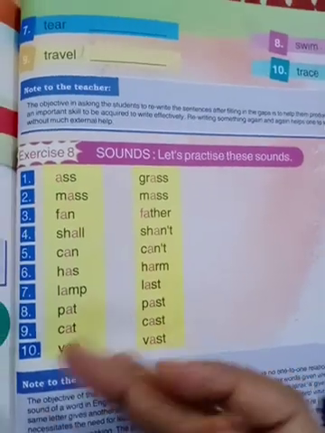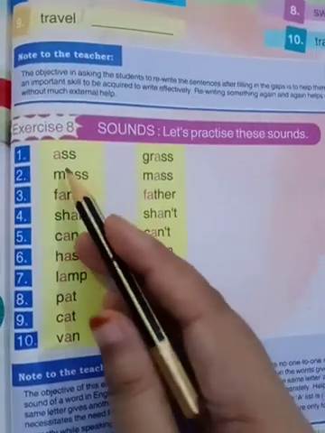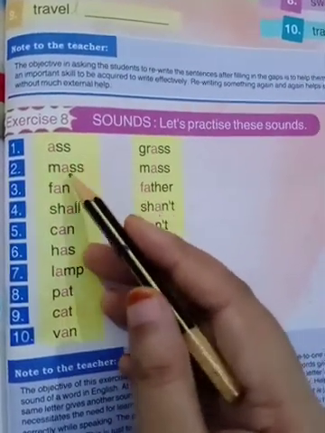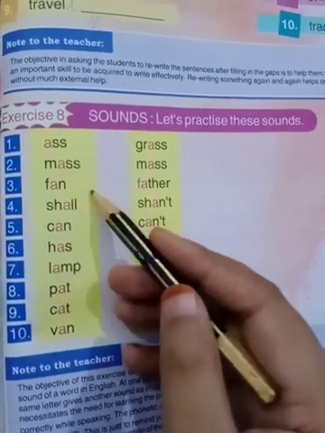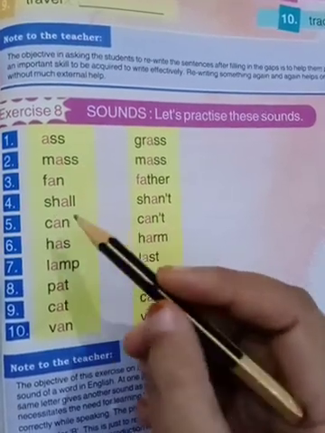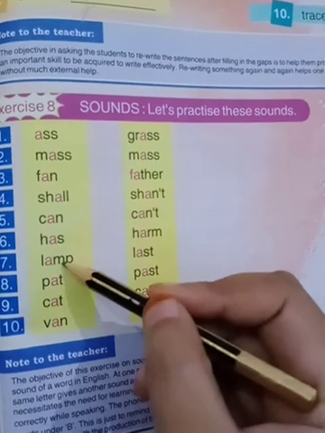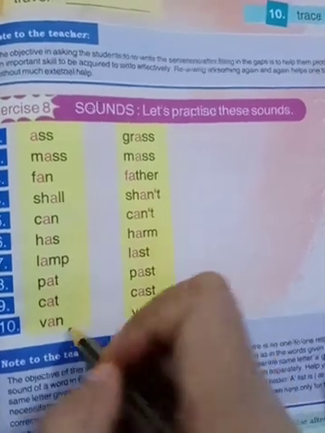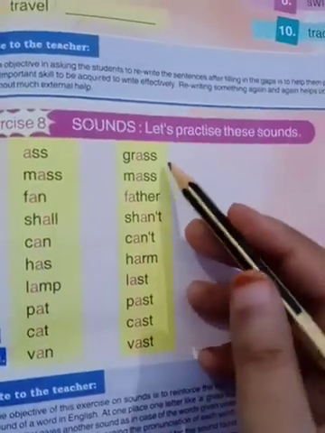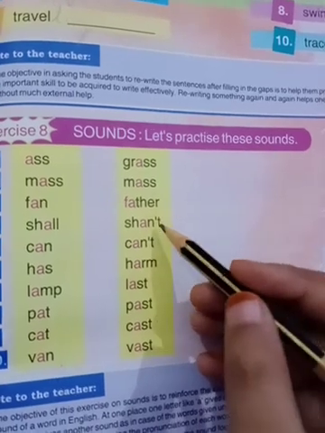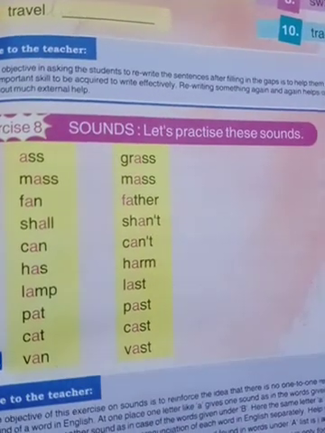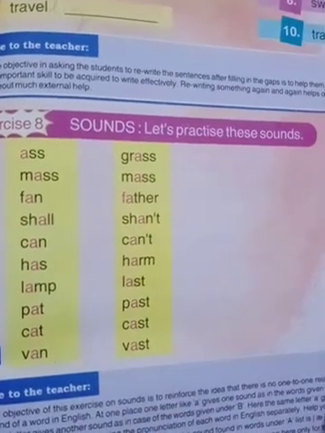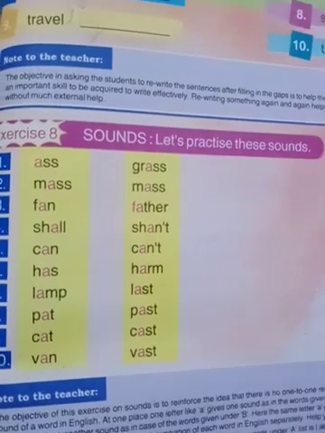Now let's do sound practice. As, mass, fan, shell, can, has, lamb, pat, cat, van. Grass, mass, father, can't, harm, last, past, cast, vast.